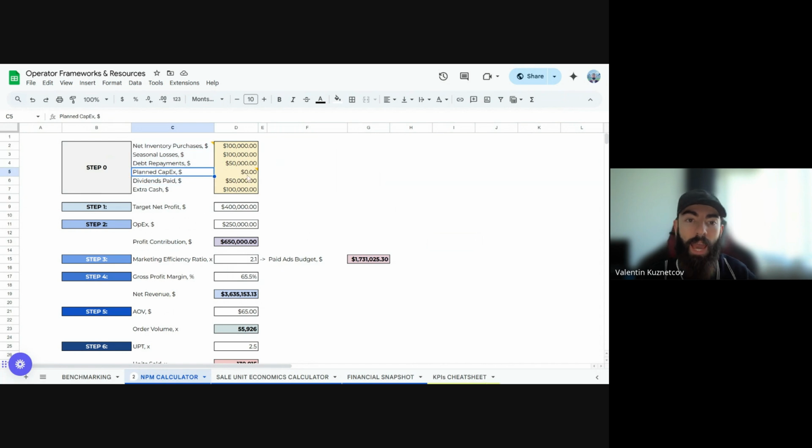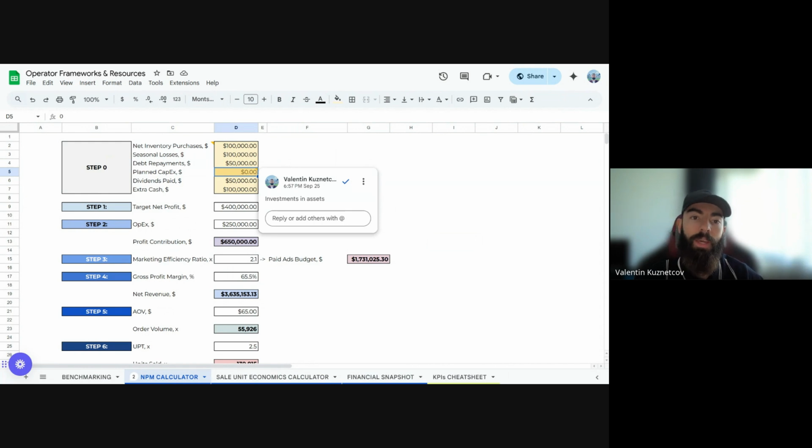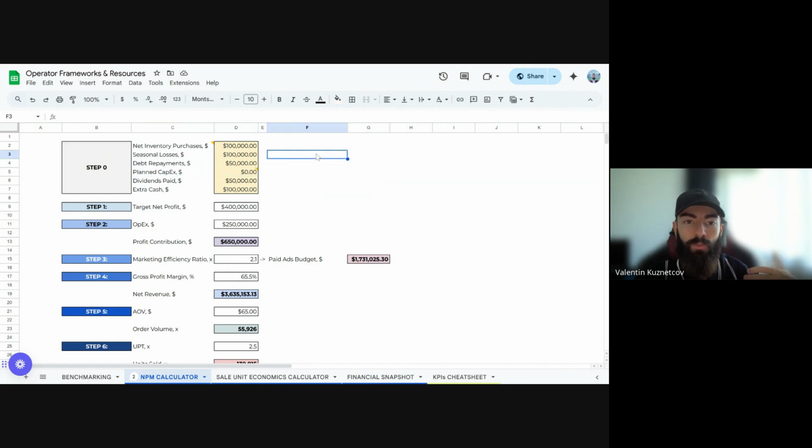Then there's planned CapEx. Are you planning to buy some equipment, machinery? Are you planning to make some investments on the capital side? Then we need to take that into account. If nothing, okay, move on to dividends, right? Do we need to pay partners, members in the company, some sort of cash outflow, right? A lot of founders pay themselves a minimal salary, but then they take out some dividends to minimize taxes, right? That needs to be taken into account.